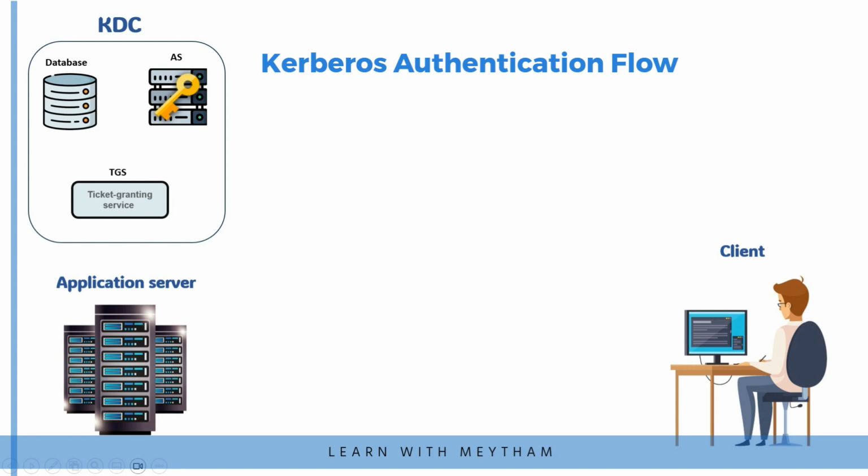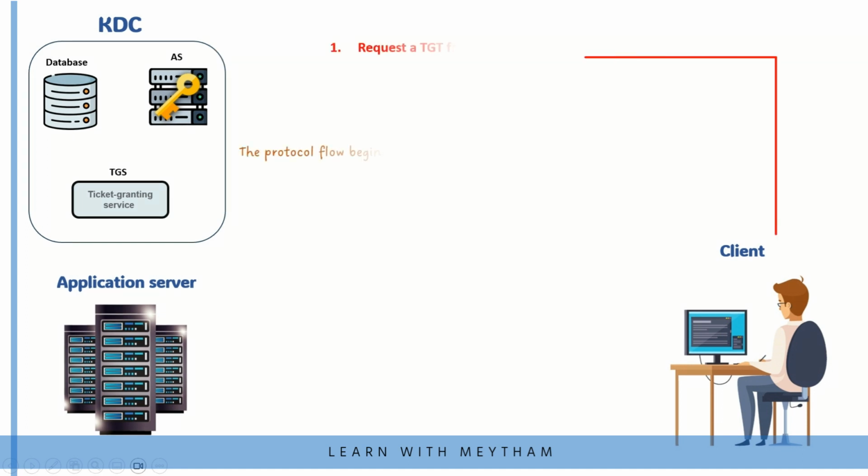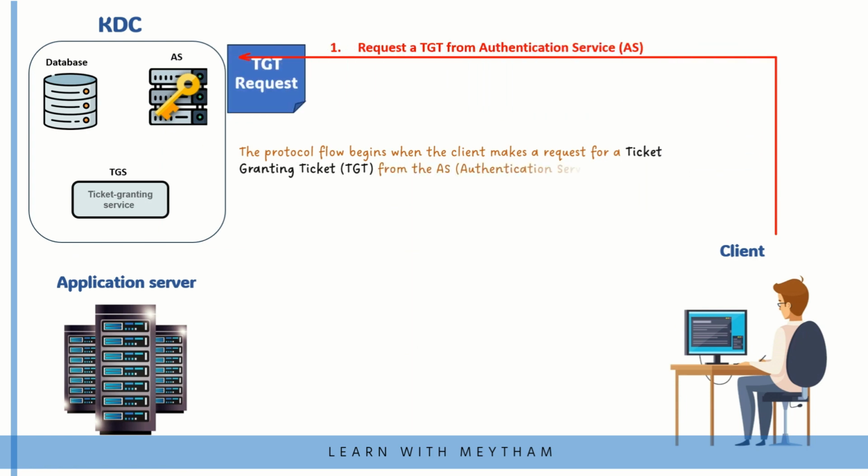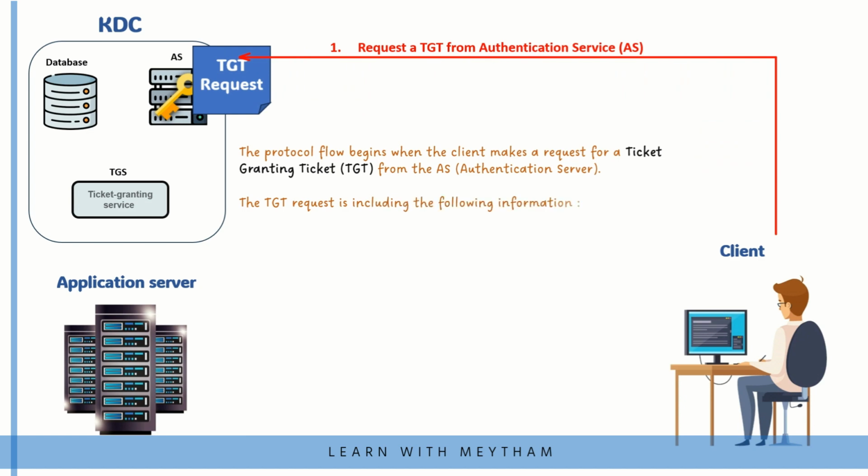Now, let's talk about the steps that Kerberos will take. Kerberos completes 6 steps to establish secure connections. The protocol flow begins when the client makes a request for a ticket-granting ticket, TGT, from the authentication server. The TGT request includes the following information.